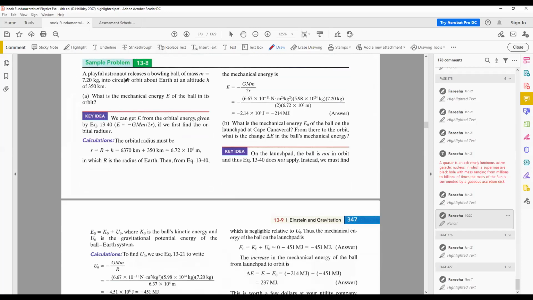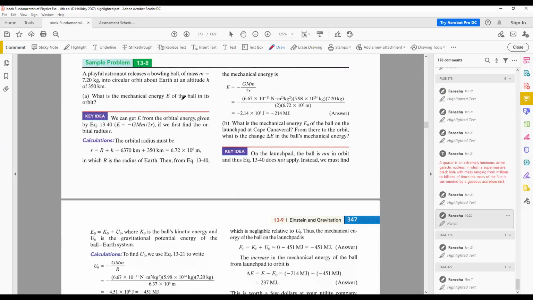In this case, an astronaut releases a ball, a bowling ball. A bowling ball is different than a football. You do understand that, right? A bowling ball is not hollow, right? It has a certain mass. So this mass is, let's say, 7.2 kg, and it's moving in a circular orbit about the Earth at an altitude h, which is equal to 350 kilometers.